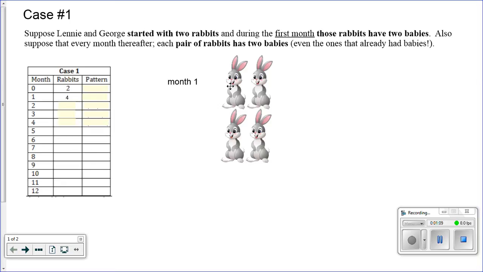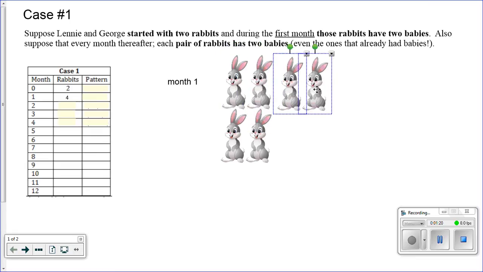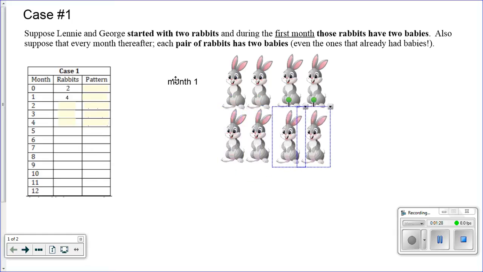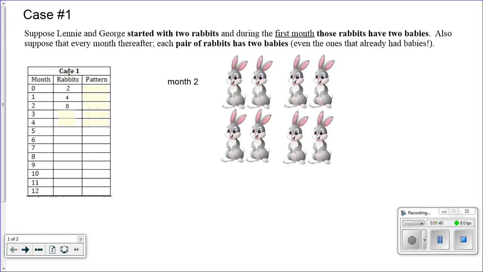So again, each pair of rabbits is going to have a pair of their own babies. So we take the original rabbits and they have babies. And then the rabbits that were born in month 1 also have babies. So now we are in month 2, and now we have a total of 8 rabbits. So far you can kind of see a pattern. We had 2 rabbits to begin with, then it became 4, and then it became 8.